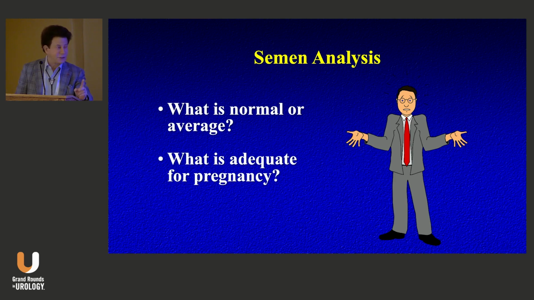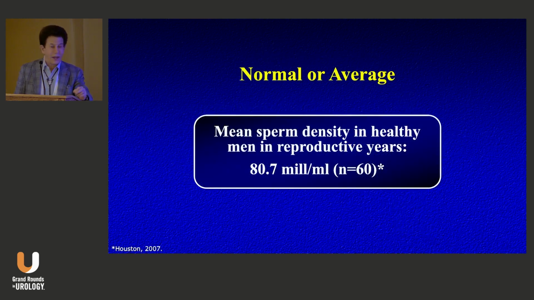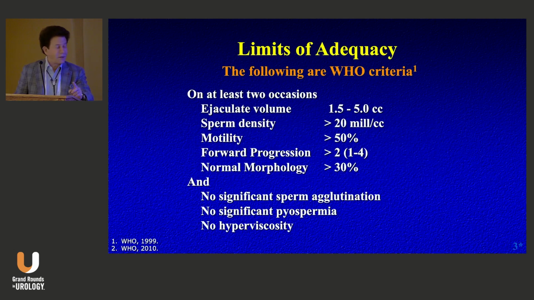It sounds easy, but it's not, because if you look at the average, and this is a study we did in Houston, we looked at a group of men in their reproductive years, and the average sperm count was about 81 million. So does that mean that the man sitting in front of you who has a sperm density of 40 million has infertility? And the answer is no. It just means he's a little left of center of some bell-shaped curve you're going to draw to define the normal population. But there are statistical limits. And right now, that's what we're dealing with.